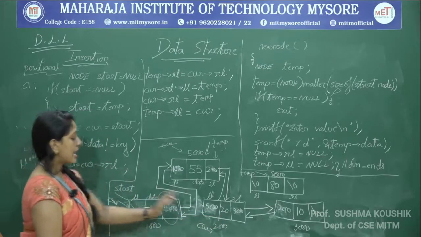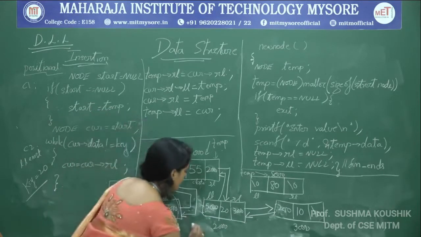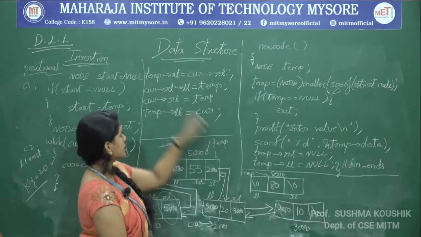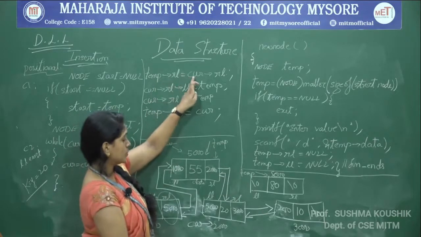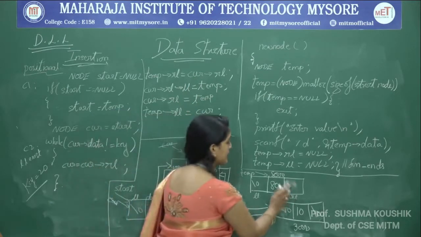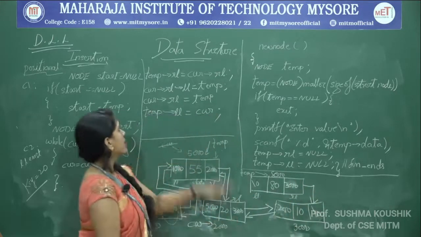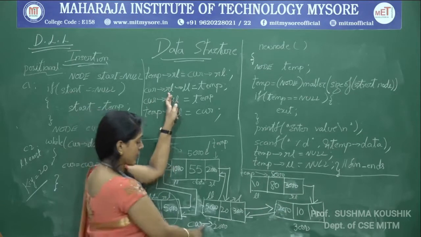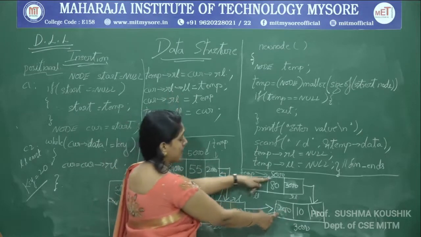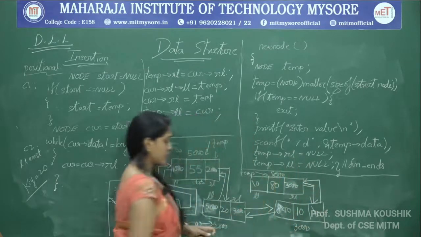We will stop over here, and now we have current over here in the 2000 position. So current is here with the 2000 position. We will just check. Temp is here. Temp of RL is equal to current of RL. Current of RL is having 3000. So I will write temp of RL is equal to 3000. So this link is established. Current of RL is 3000. RL's LL is equal to temp. So overwrite this with 8000. So this link is also established.